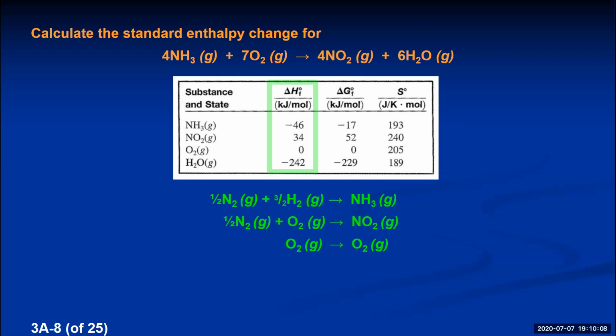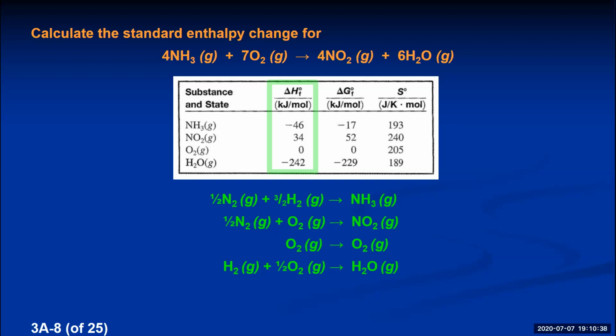For the last one, can you predict what the formation reaction would be for gaseous water? It'd be the reaction that forms 1 mole of H2O from the elements that make it up, H2 plus O2. And to balance it, you would need 1/2 mole of O2 to react with 1 full mole of hydrogen gas to produce 1 mole of H2O. So when this reaction occurs and you create 1 mole of water, 242 kilojoules are released during that process.